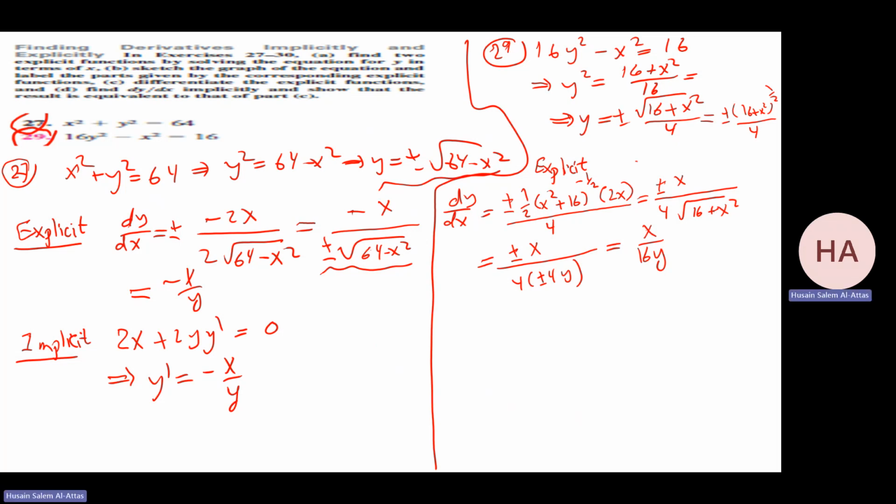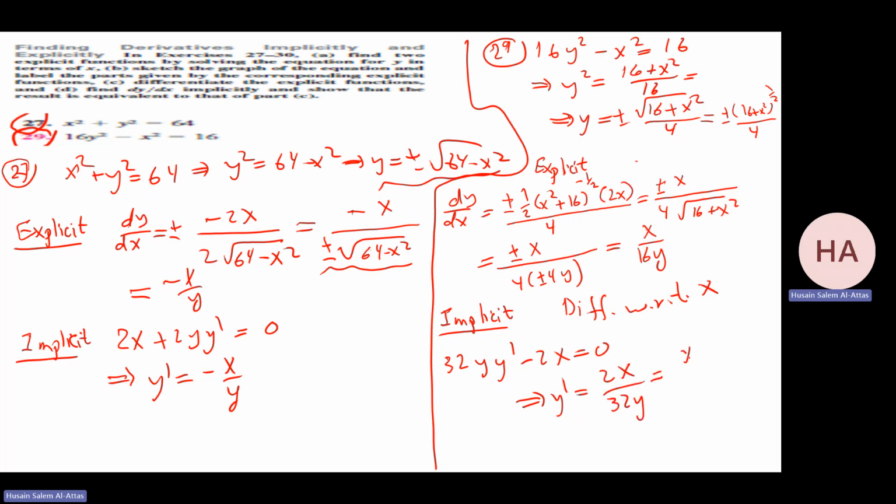Okay. Implicit, which is easier, I think. Differentiate with respect to x. Always with the implicit, we need to differentiate with respect to x. Sometimes I will forget to mention it. 32y y prime minus 2x equals 0. So y prime will be 2x over 32y, which is x over 16y. Same answer.